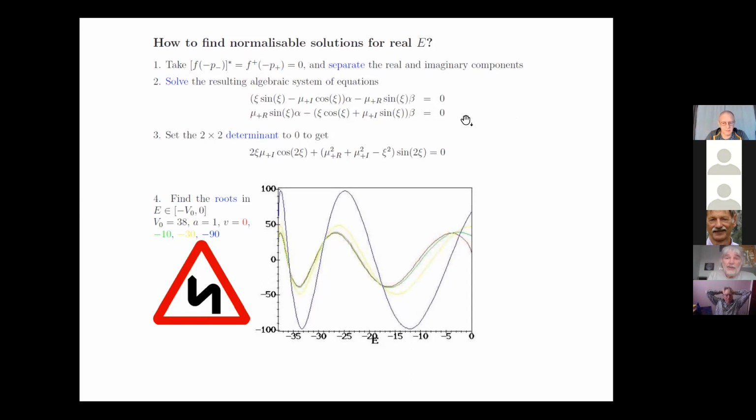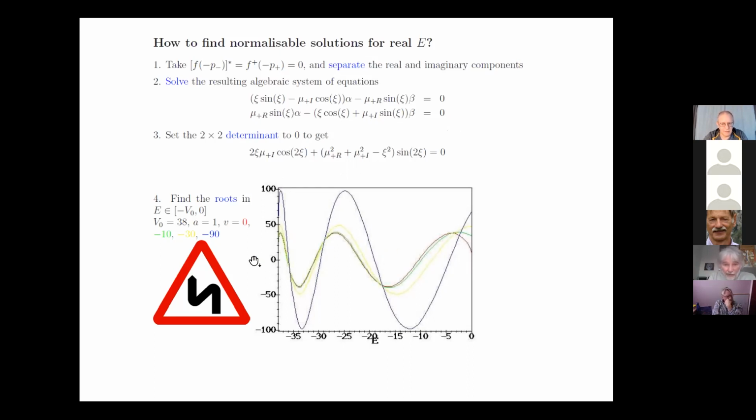And then if you want to solve it, of course, it's a homogeneous algebraic equation, then the determinant should be 0. You get a nice equation. This mu and psi are p and k normalized with the length variable a. And if you plot it, you will have this nice wavy structure. And the zeros of this curve will supply you with the energy eigenvalues.